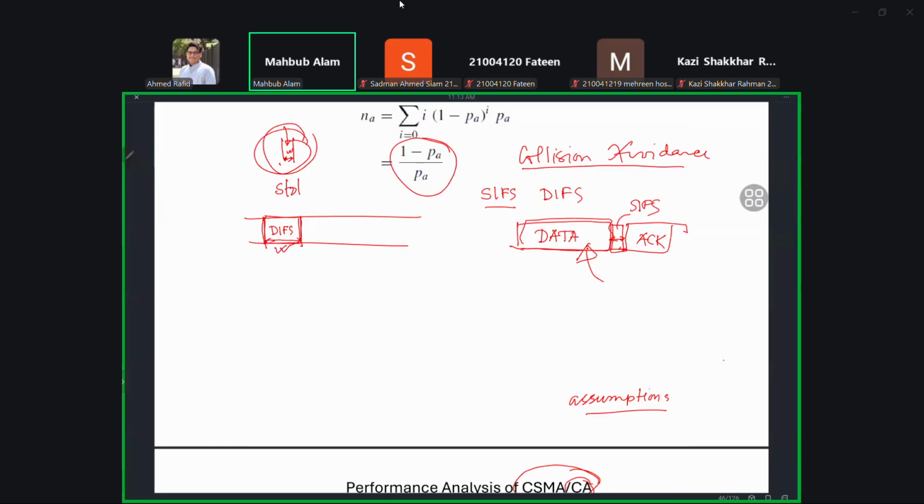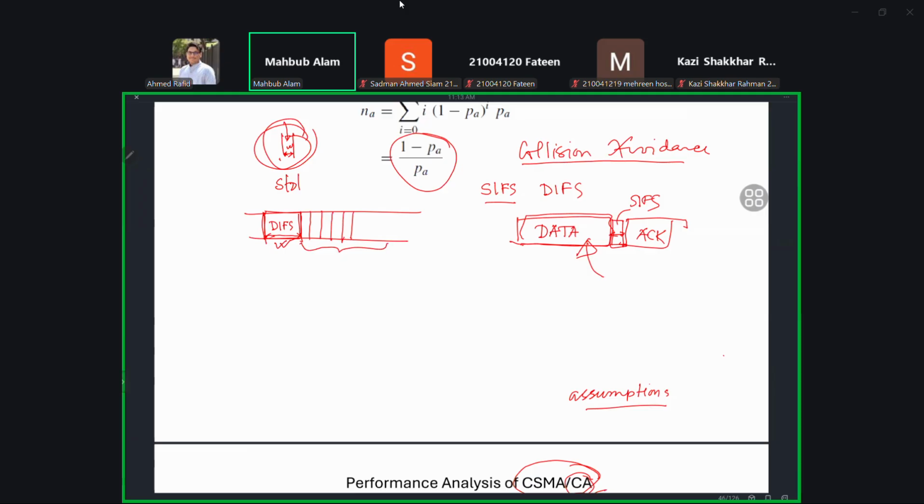In CSMA/CA, since there is no way of detecting collisions, stations are more cautious in starting a transmission. We have these slots after the DIFS. A station randomly picks a number, which we call the backoff value. It is uniformly distributed between 0 and some CWmin. We'll define this more explicitly later. So a uniform random number between 0 and CWmin is chosen by a station. We call it the backoff value.